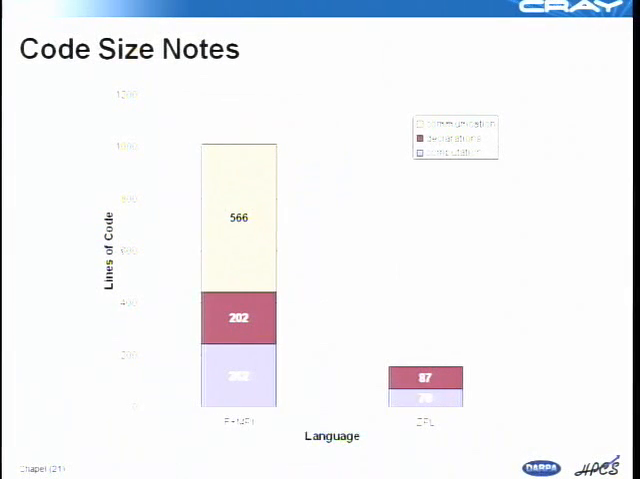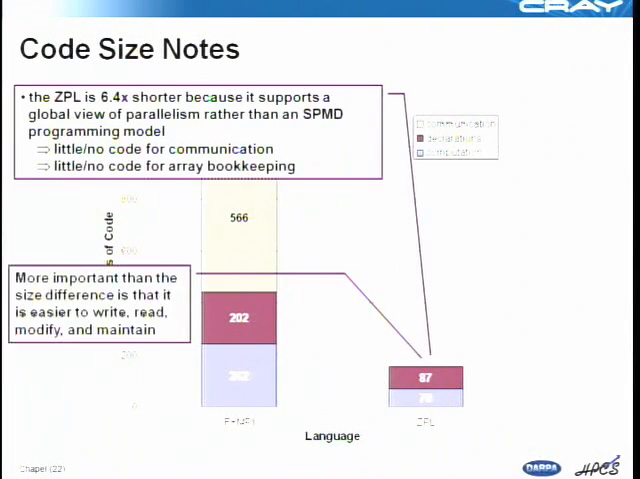So this is summarizing the difference in code size here, and I guess I've made this point probably by now. The ZPL is shorter to a large extent because you don't have to put all this communication code in by hand. You don't have to do all this manual bookkeeping of your arrays as you distribute them across multiple processors. And of course, code size is always a strange metric. My argument is not only is it shorter, it's also easier to write, read, maintain, and modify.